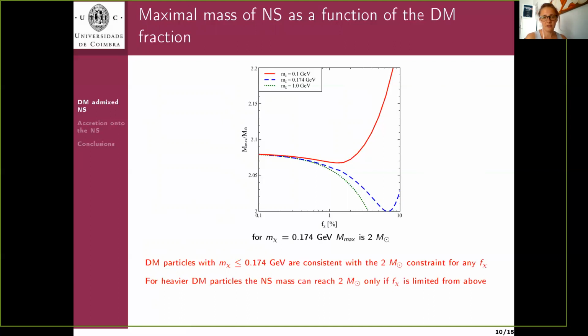And for 174 MeV, it's a limiting case where we see a decrease of the maximum mass, then it reaches the minimum at exactly two solar masses and starts to rise again. So it means that for 174 MeV, for any fraction of dark matter, we are still in agreement with the two solar mass constraint. While for a little bit heavier particles, for example 1 GeV, we are above two solar masses only for some certain values of fractions, up to 3%. And for fractions above 3%, we are in contradiction with the two solar mass constraint.